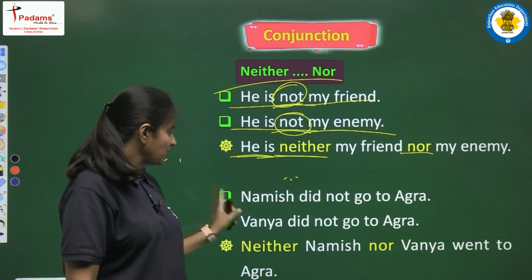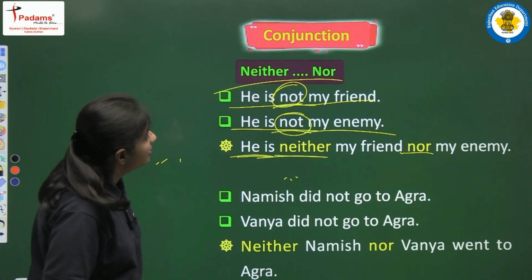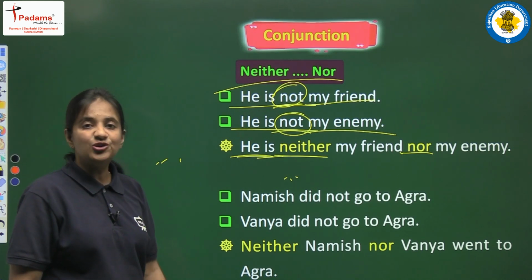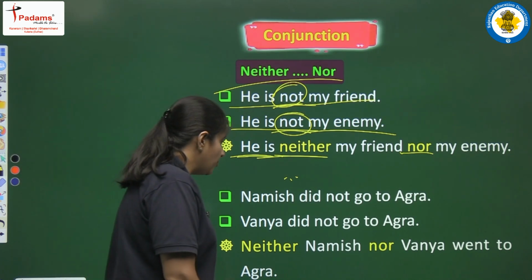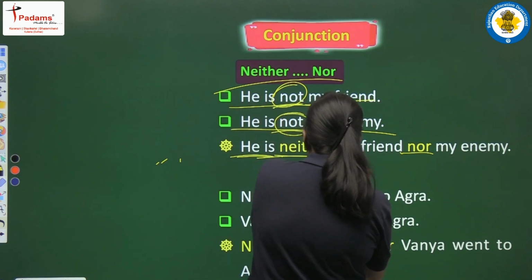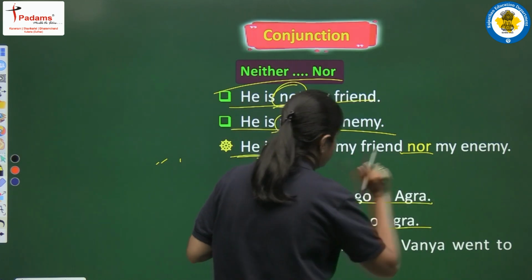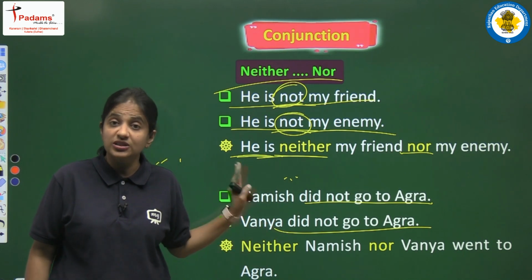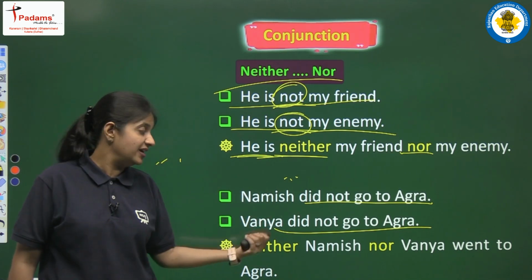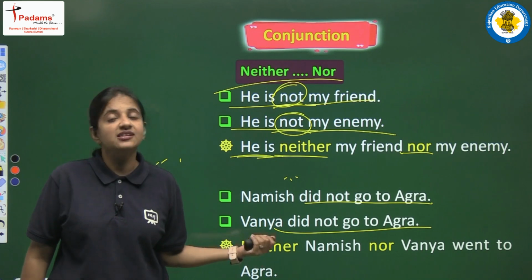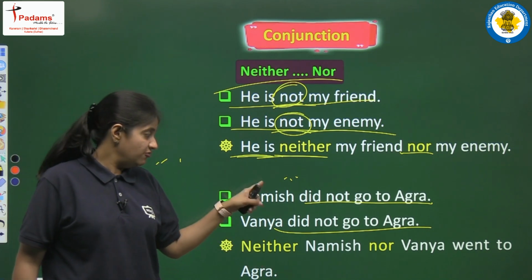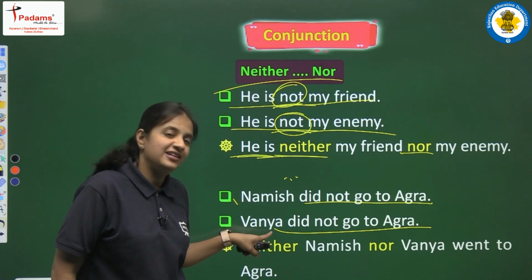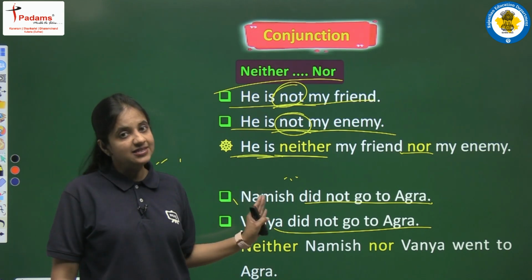Okay, one more example we are having here. Namish did not go to Agra. Vanya did not go to Agra. So what is the common part that we are having? Here we are having did not go to Agra, did not go to Agra. This is the common part that is present in both the sentences. And what is different? We are having subjects as different words, because in the first sentence we are having Namish as the subject, and in the second sentence we are having Vanya as the subject, right?